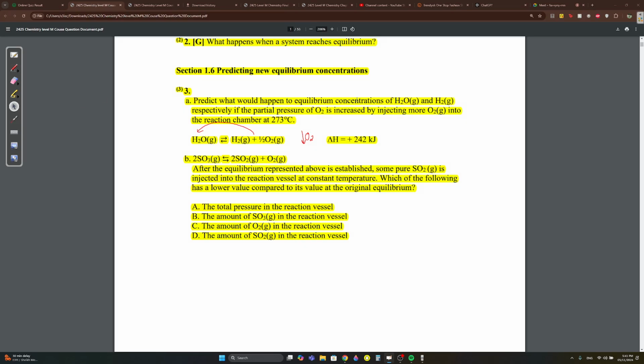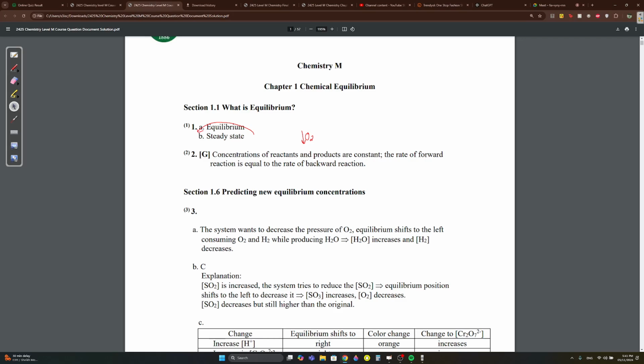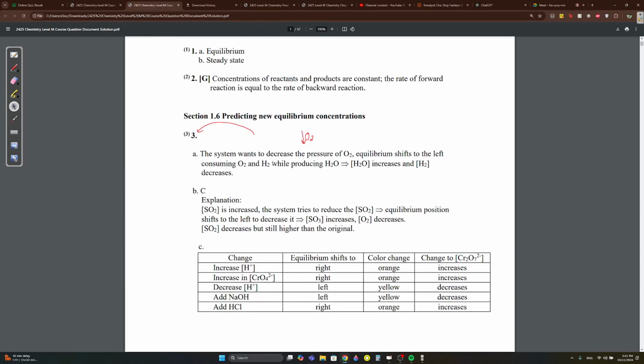So what would happen to the concentration of H2O? It will increase. H2 will decrease. Yeah, that's it. Let me just make sure for part A. The system wants to decrease O2, so it goes to the left.